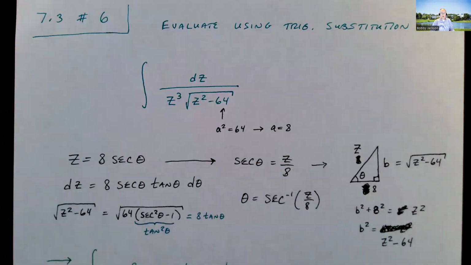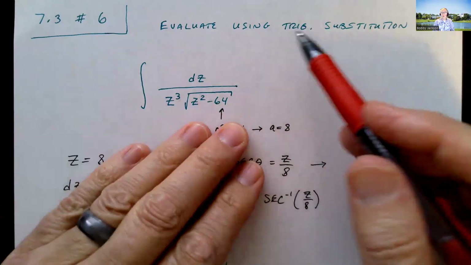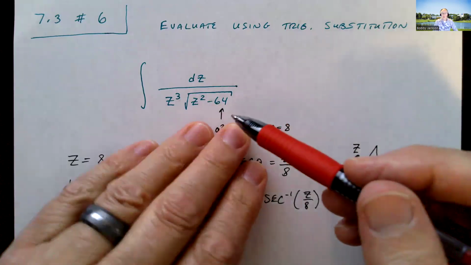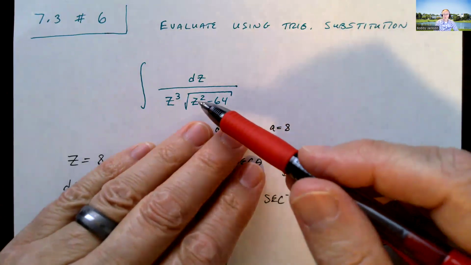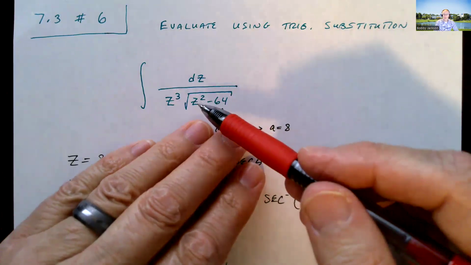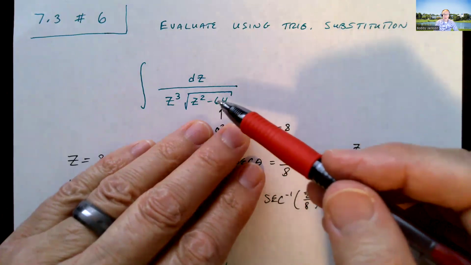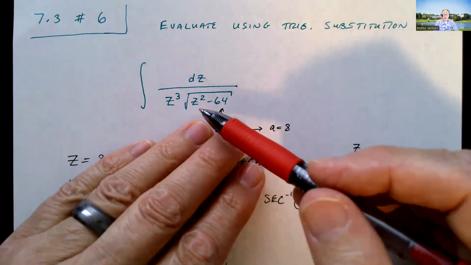Hey everyone, let's take a look at number 6 in section 7.3. We're going to evaluate this integral right here using trigonometric substitution. So first of all, you need to know which substitution we are going to do. Our independent variable here is z. Is this going to be z equal a sine theta, a secant theta, or a tangent theta?